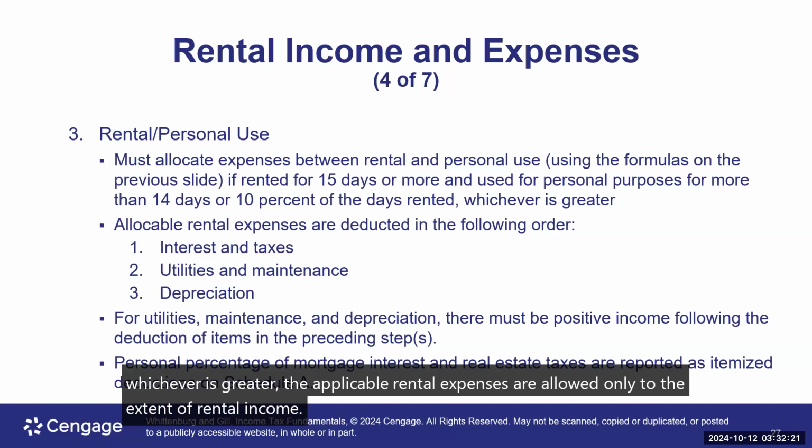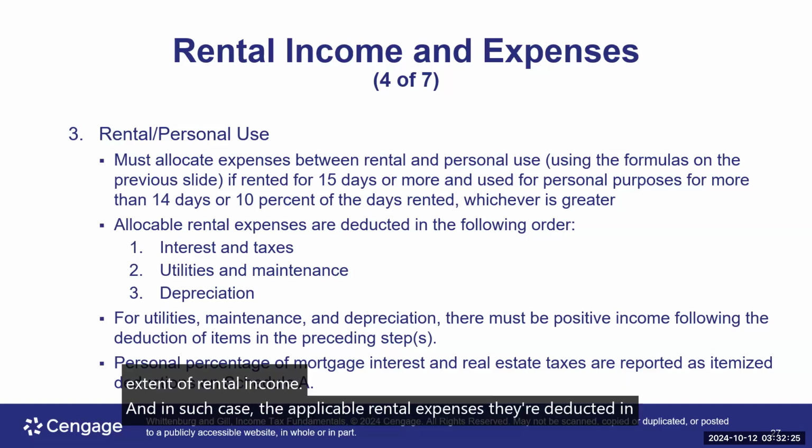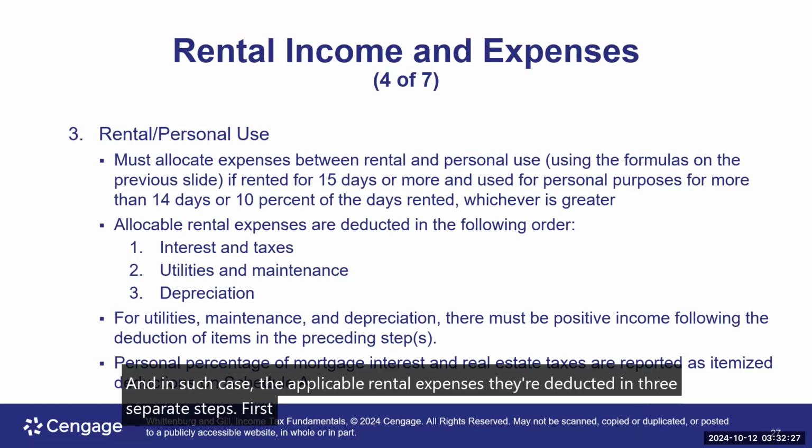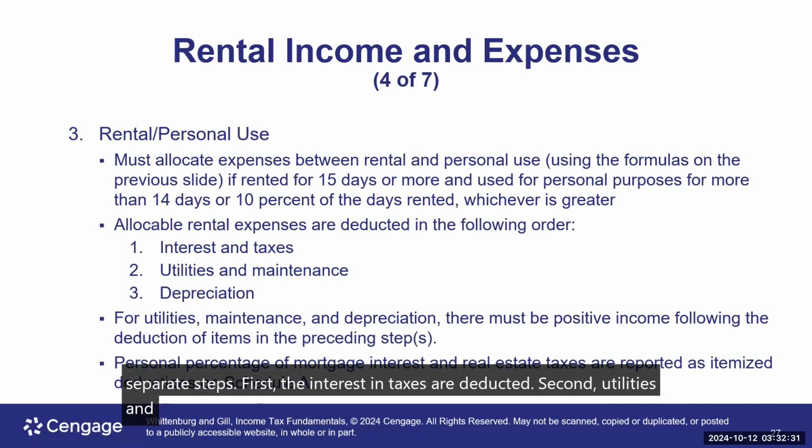And in such case, the allocable rental expenses are deducted in 3 separate steps. First, the interest and taxes are deducted. Second, utilities and maintenance expenses are deducted. And then third, depreciation expense is deducted.